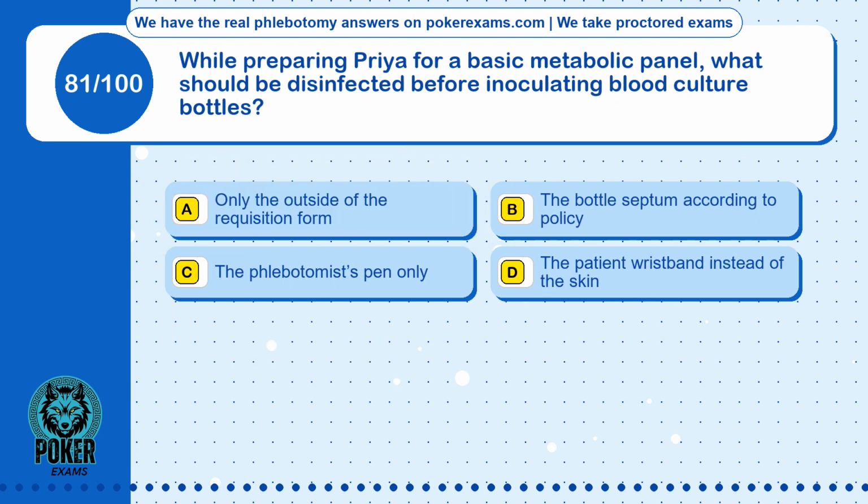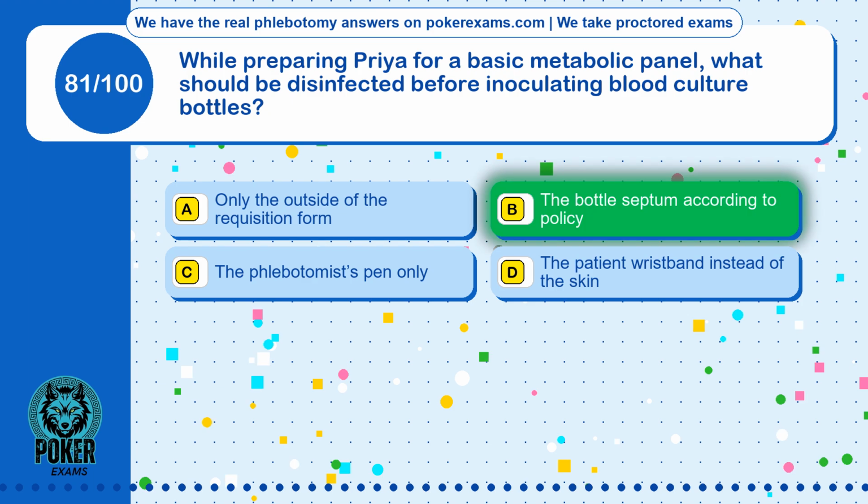Question 81. While preparing PREA for a basic metabolic panel, what should be disinfected before inoculating blood culture bottles? Option A. Only the outside of the requisition form. Option B. The bottle septum according to policy. Option C. The phlebotomist's pen only. Option D. The patient wristband instead of the skin.